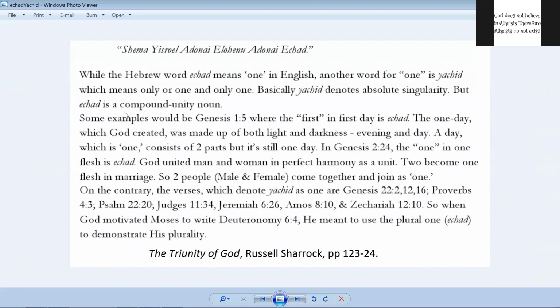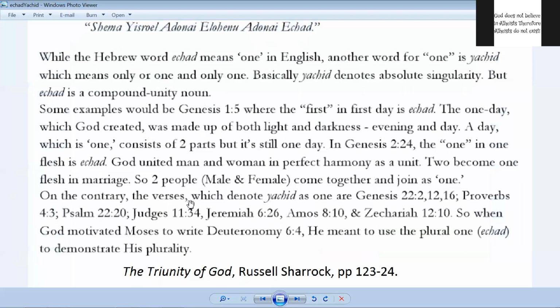I don't even know, is that a grammatical invention, compound unity noun? Yes, it's a complete fiction, imagined, copied mindlessly by people who are not. Okay, let me finish the quote here. On the contrary, he says here at the bottom of this book, Triunity of God, the verses which denote Yachid are those verses, Genesis 22 and so on. So when God motivated Moses to write Deuteronomy 6:4, he meant to use the plural one, Echad, to demonstrate his plurality.